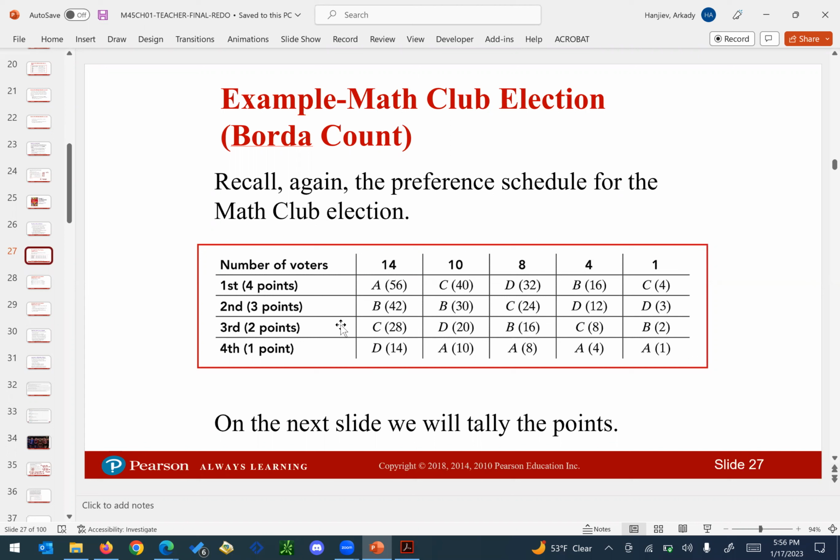So now we go on to the second system. This one is worth 2 points apiece. C gets third place in this ballot. So 2 times 14 gets 28 points. A little bit of math here. You may want to use a calculator to calculate this. This will help. Second place for D gets 20, and so on and so forth. You kind of keep on climbing.